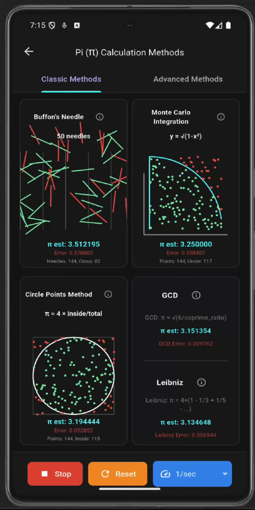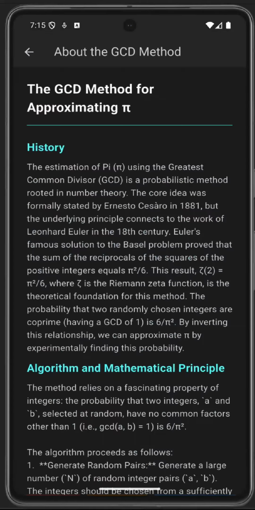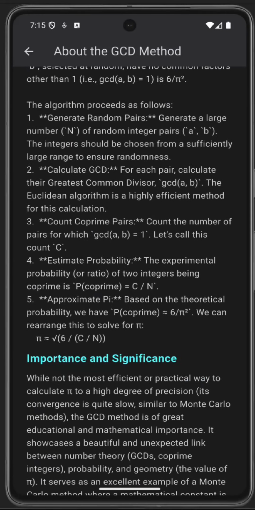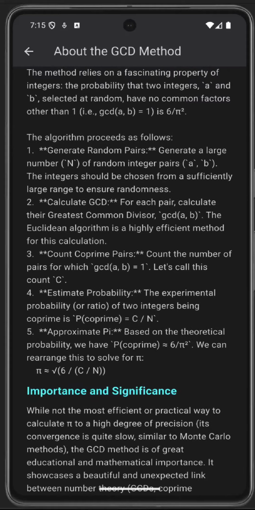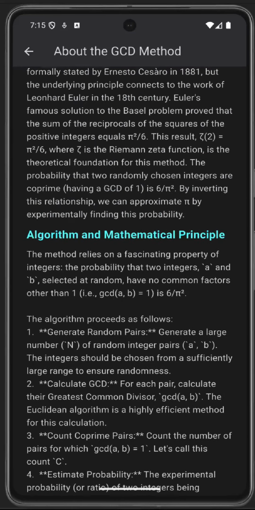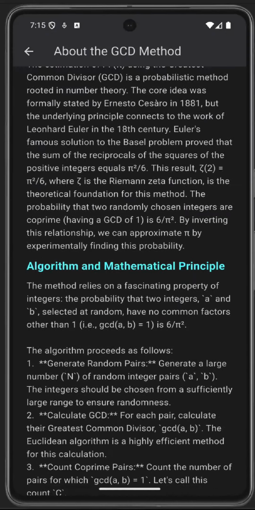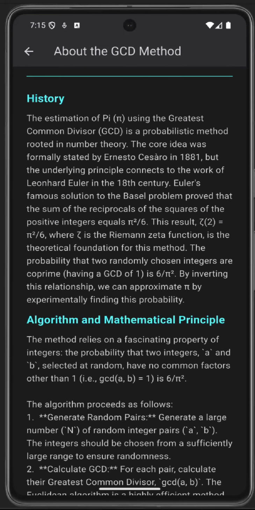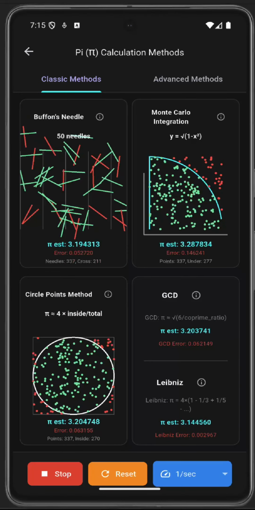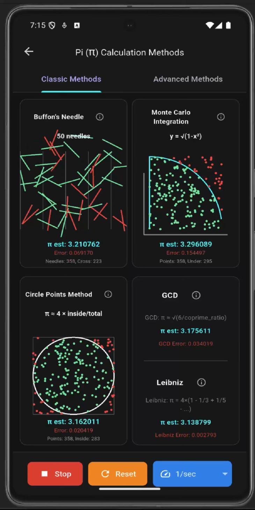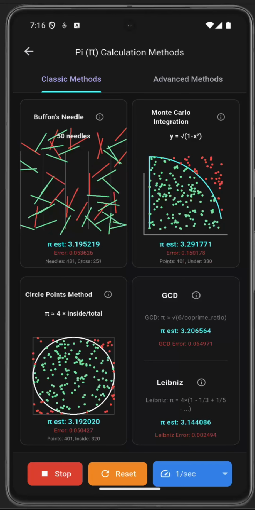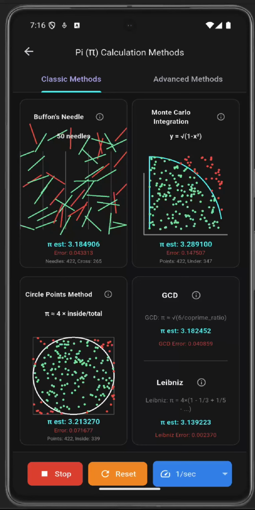The GCD method offers a unique way to find pi by looking at the probability that two random numbers are co-prime, meaning their greatest common divisor is 1. It turns out this probability is 6 divided by pi squared. By generating many pairs of random integers and calculating the fraction of them that are co-prime, we can work backward to solve for pi. This method elegantly links number theory with the geometry of the circle, revealing pi in an unexpected place.